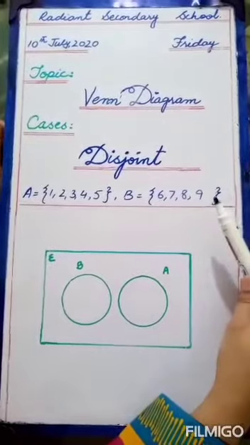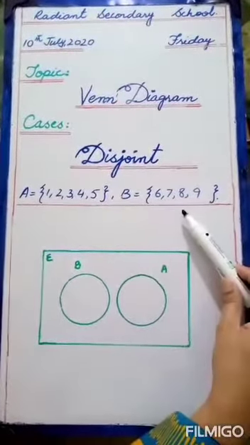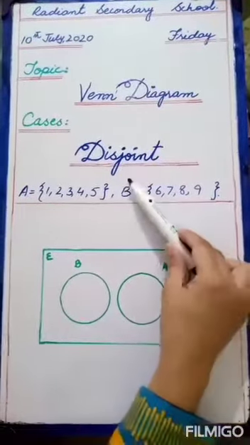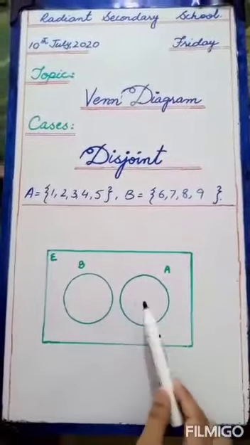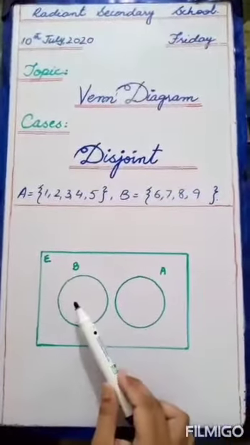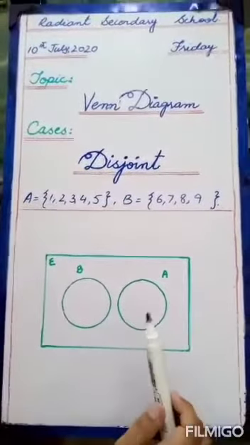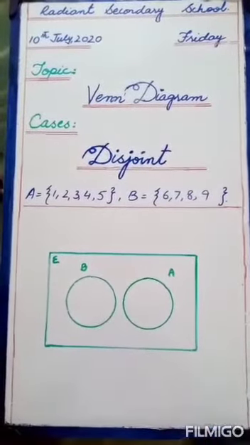Whenever you have to make the Venn diagram, first of all from the sets you have to check which type of diagram you have to make. Clear? So this is the disjoint case. We will make the diagram like this. Separate sets will be there, means a separate circle for the set A and for the set B as well. Clear? If the overlapping case is there, then you will overlap the circles.